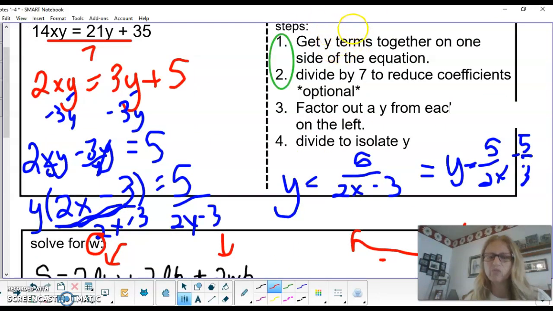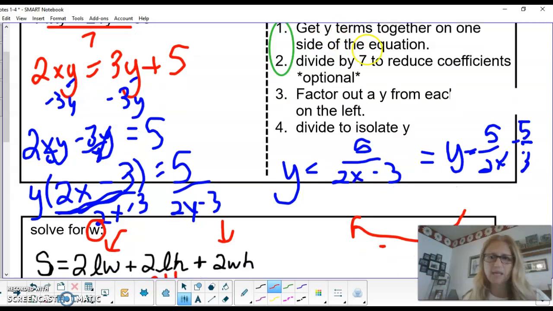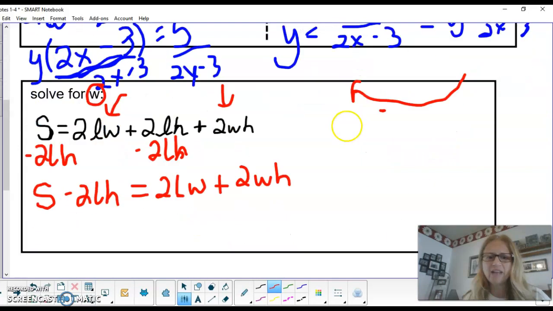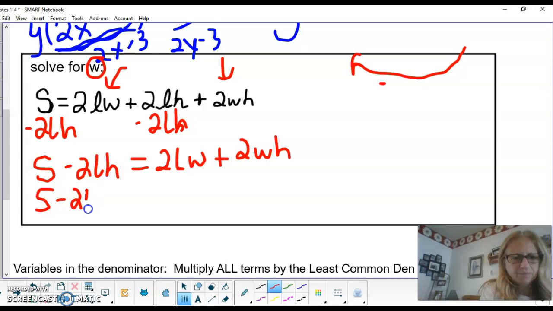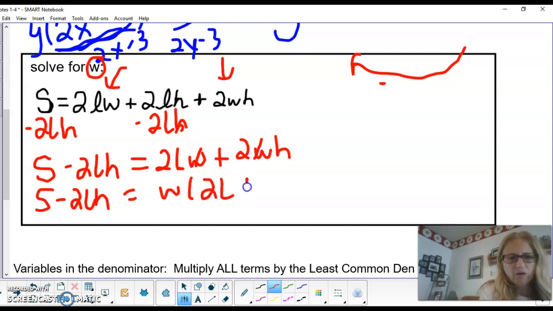Now in this case, we have the W terms together on one side. Now we're going to factor out a W. So you can see they both have a W. We bring this side down and factor out a W, and when we factor out a W on each one of these, we're left with 2L plus 2H.